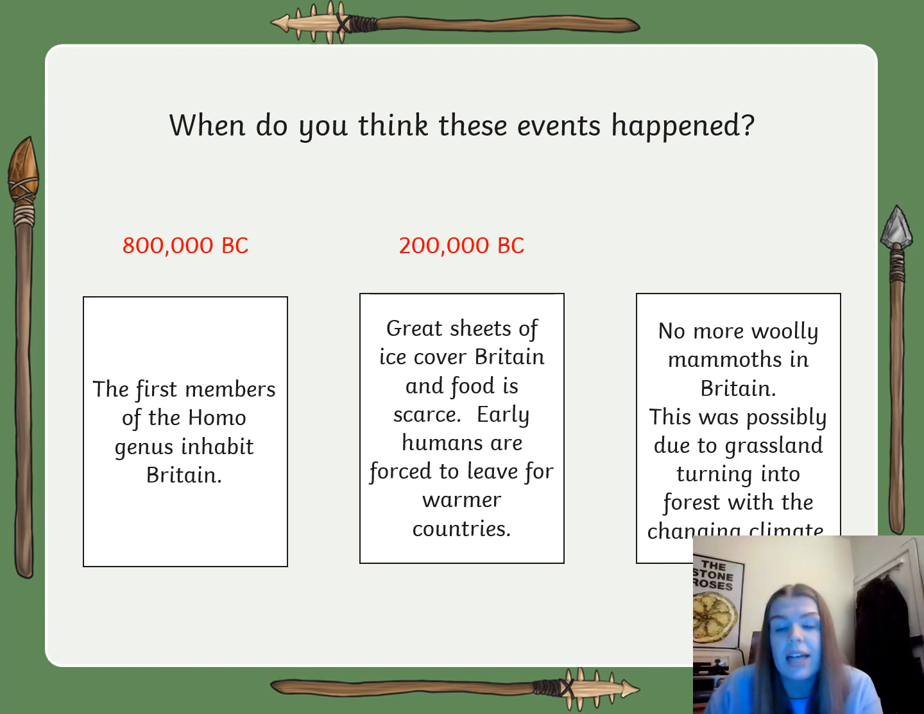And lastly then, when do we think that there were no more mammoths? That was 12,000 BC. So do you see how the number is decreasing as we're going along? It's really important we recognise that.